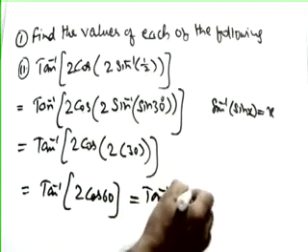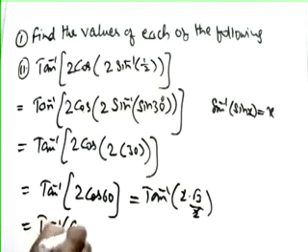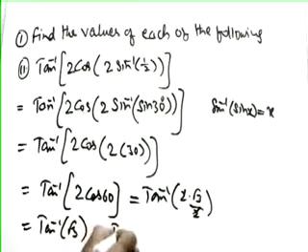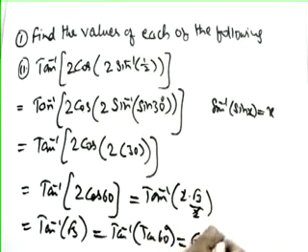Cos 60 is root 3 by 2. This will become tan inverse 2 into cos 60, which is root 3 by 2. 2 will get cancelled. So what is left here? Tan inverse root 3. Tan inverse root 3 is nothing but tan 60. So tan inverse gets cancelled. This is 60 degrees. Now we know 60 degrees is pi by 3.